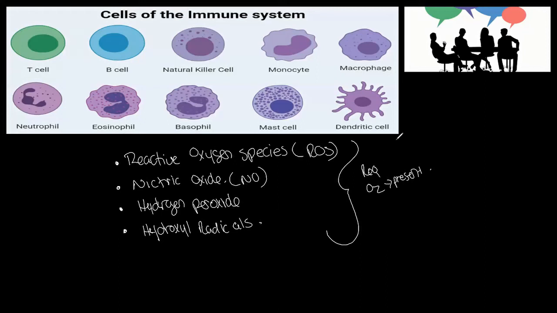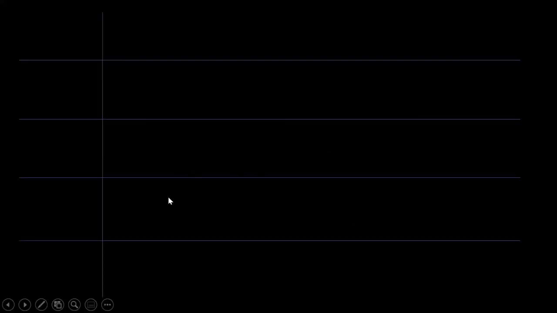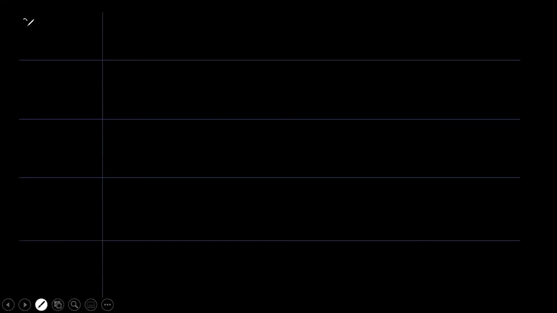Okay. But it also uses two other components. It might use proteases or defensins. Defensins, both chemicals, and they don't require oxygen to be present. Okay, so let's talk about the cells individually. So our dendritic cells. Let's talk about our dendritic cells.